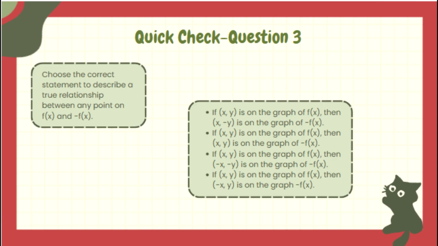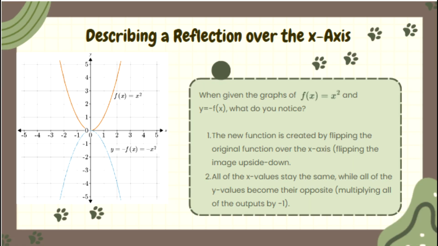Quick check question number 3. Choose the correct statement to describe a true relationship between any point on f of x and negative f of x. Okay, you can do this. I believe in you. This is all the same question over and over, worded in different ways. Okay, describing a reflection over the x-axis.